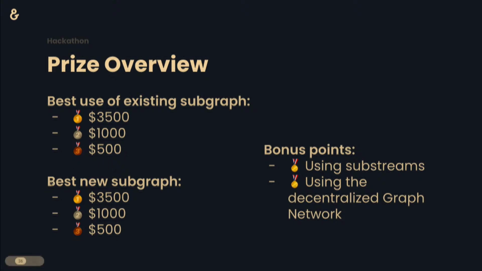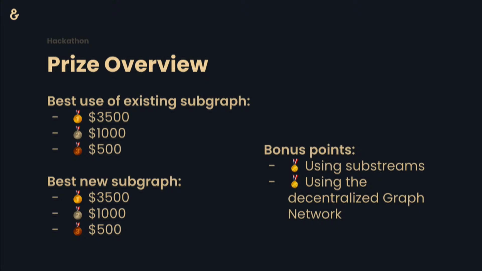The other track is the best new subgraph. Here we expect you to write a new subgraph, and we look at complexity, innovation, and that kind of stuff. Again, we have a first, second, and third prize. If you want to get some bonus points, there are two things that you can do.